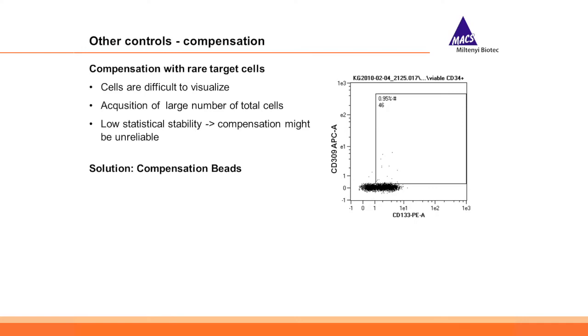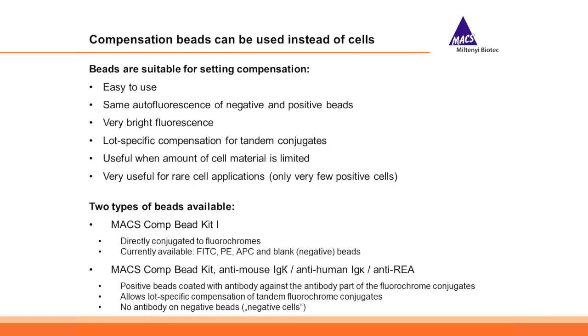So this is very cumbersome, and because these are so few events, you have a low statistical stability, and your compensation might be unreliable because of that. And so the solution is using compensation beads. So what are compensation beads? What benefits do they have?